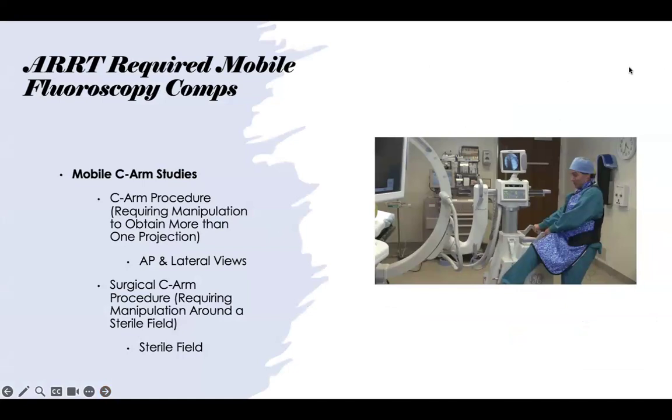So one thing you guys need to keep in mind is that you do have to have two different mobile C-arm procedures that you have to complete for your ARRT requirements. So you have to do a C-arm procedure, which requires you to do manipulation to obtain more than one projection, or a surgical C-arm procedure. So this requires manipulation around a sterile field. So you will have to have two different types of comps. So just keep that in mind.